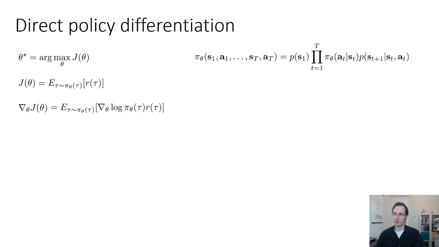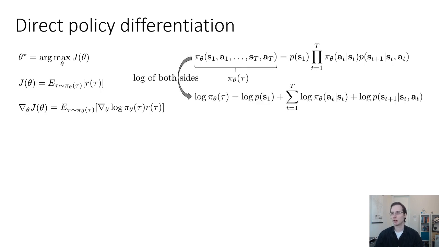Here's the equation for pi theta tau. Remember, tau is just a sequence of states and actions, and that's just a product of a bunch of different probability terms. And we're going to take the logarithm of that. If we take the log of both sides, log pi theta tau is equal to log of p of s1 plus the sum over all time steps of log pi theta plus log of the transition probabilities. Remember, when you take the logarithm of a product, you get a sum of logarithms. So that's what this part is equal to.